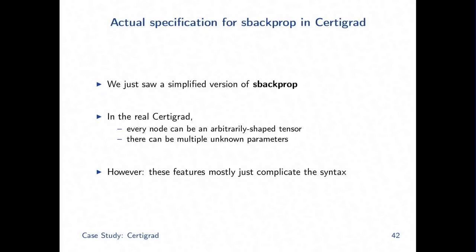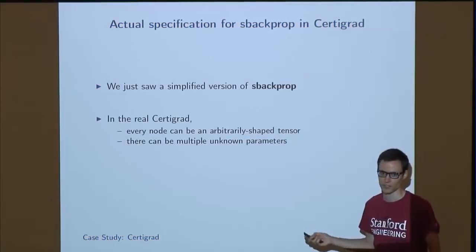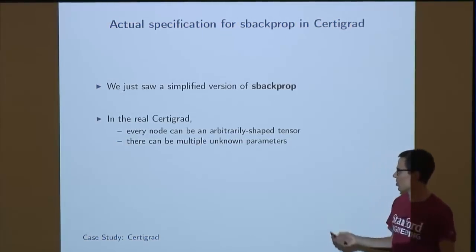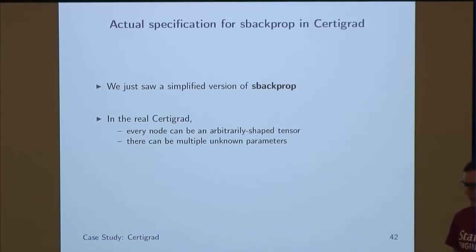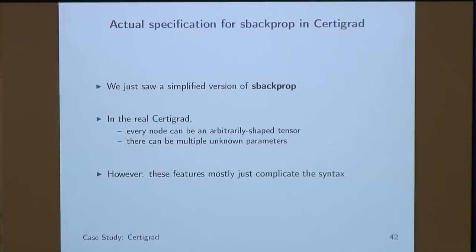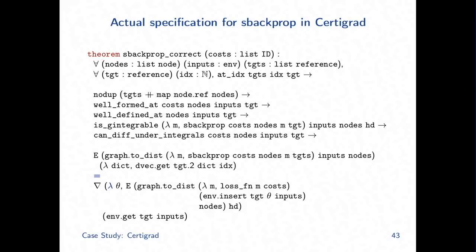So we just saw a simplified version. I'll quickly show you a little bit about the complexity that I've hidden. In the real Sertagrad, every node can be an arbitrarily shaped tensor, not just a real number. And there can be multiple unknown parameters, not just a single parameter theta. But it mostly just complicates the syntax. So for those of you who are curious, here's the actual specification. It's much more confusing syntactically, but it's pretty much the same.